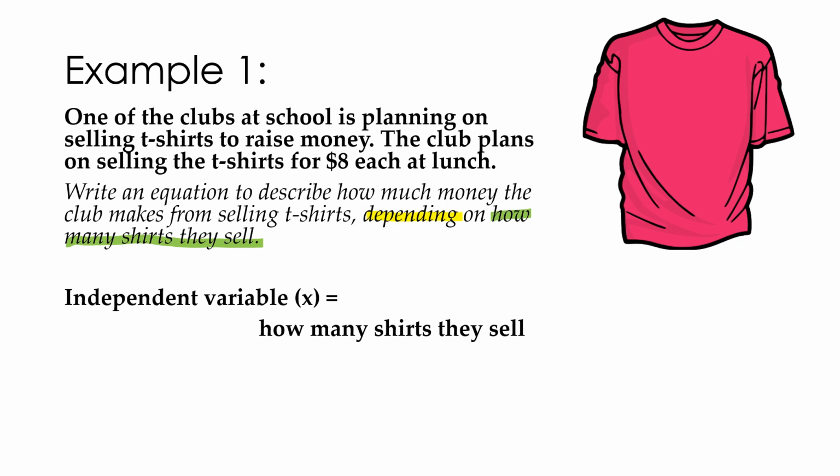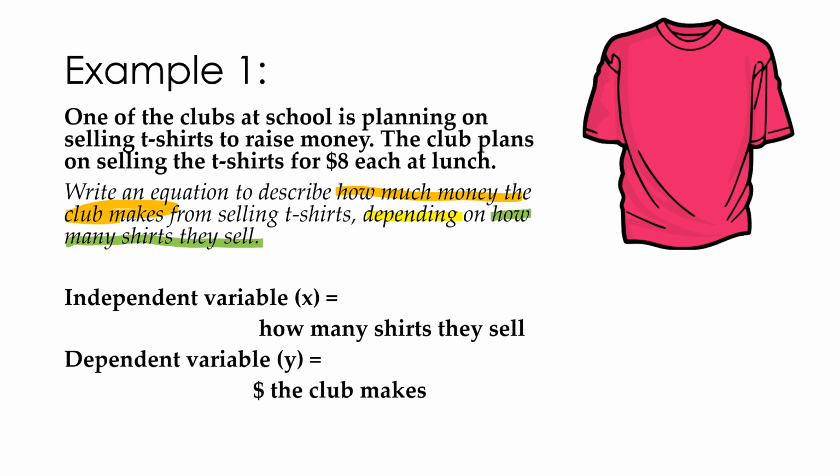Well, what depends on how many shirts they sell? It tells us we're trying to figure out how much money the club actually makes, right? So the amount of money that the club makes depends on the number of shirts that they sell. That means that the dependent variable is the number or the dollars or the money that the club makes, right? The money that the club makes depends on how many shirts that they sell. So if we sell a lot of shirts, then we'll make a lot of money for our club. If we don't sell a lot of shirts, we're not going to make a lot of money for our club.